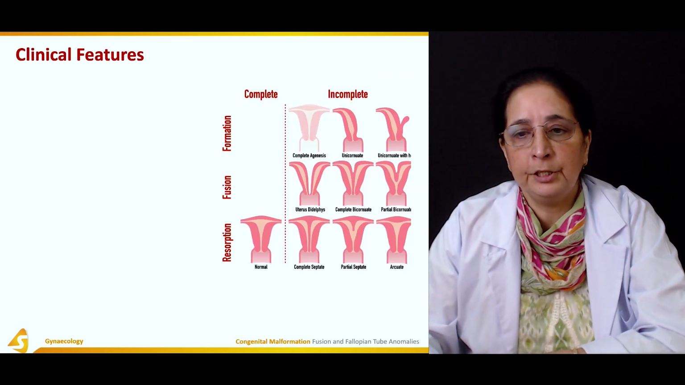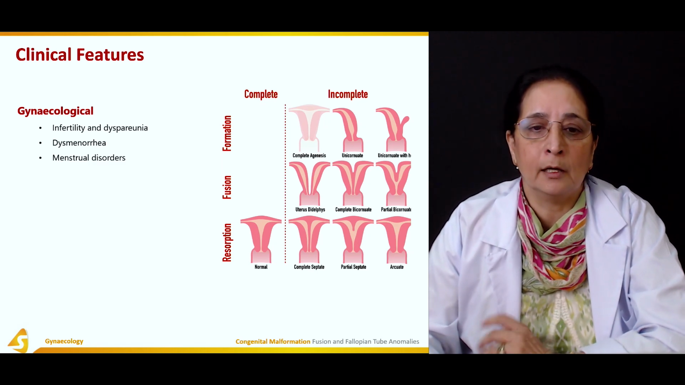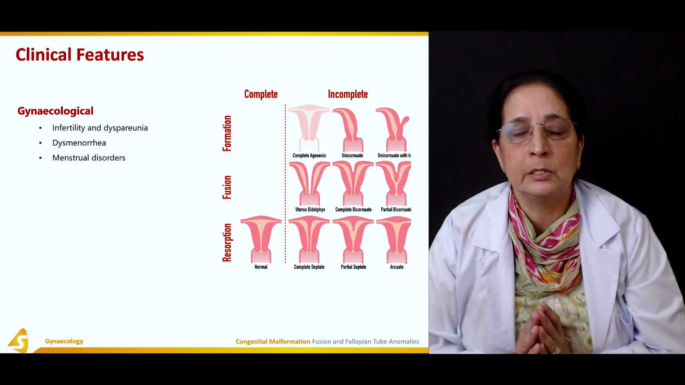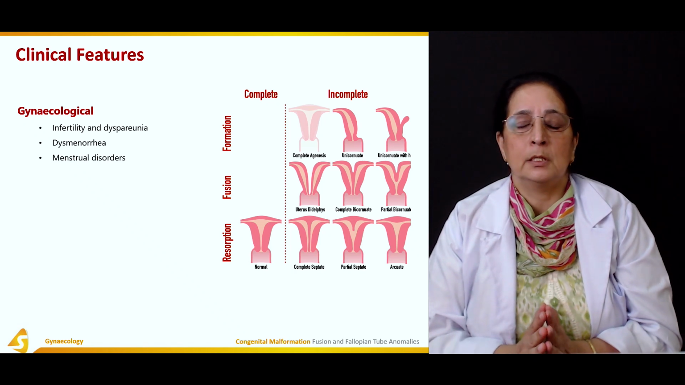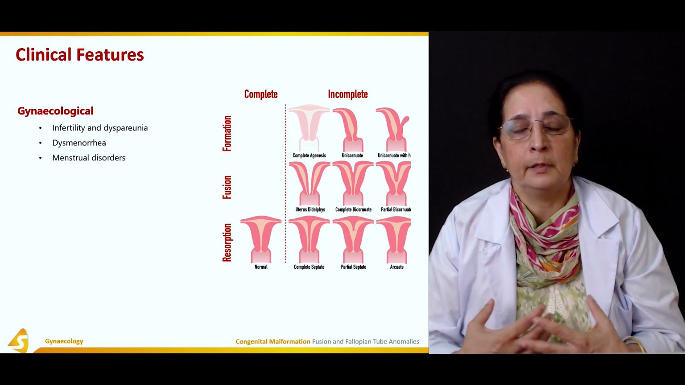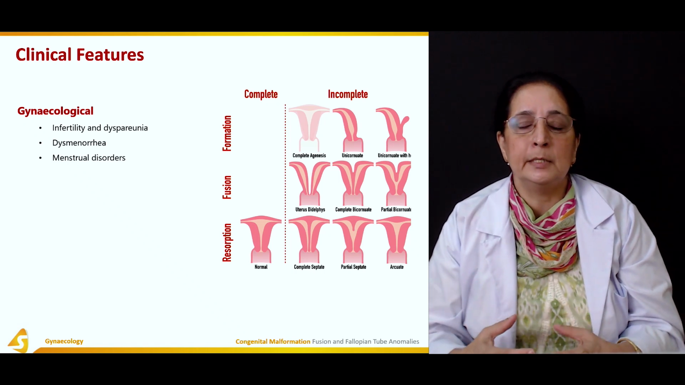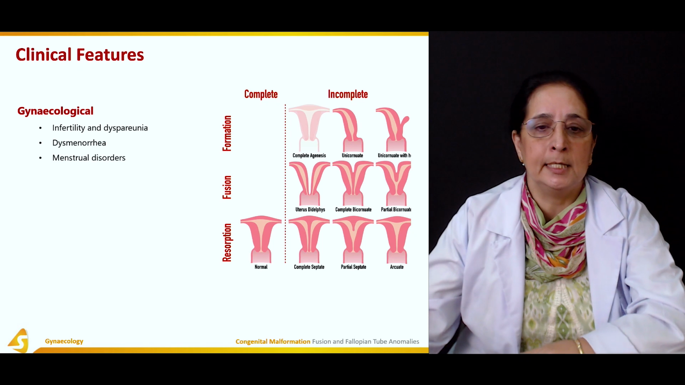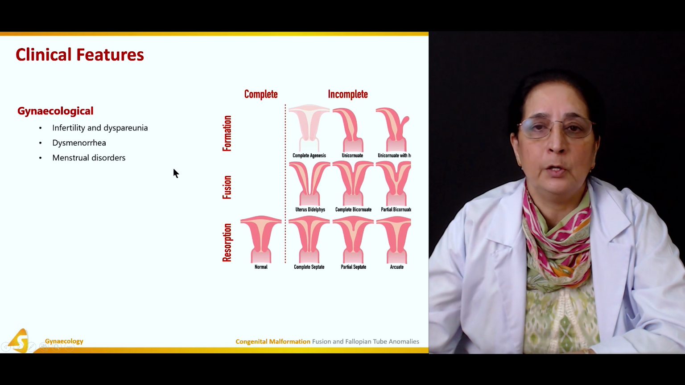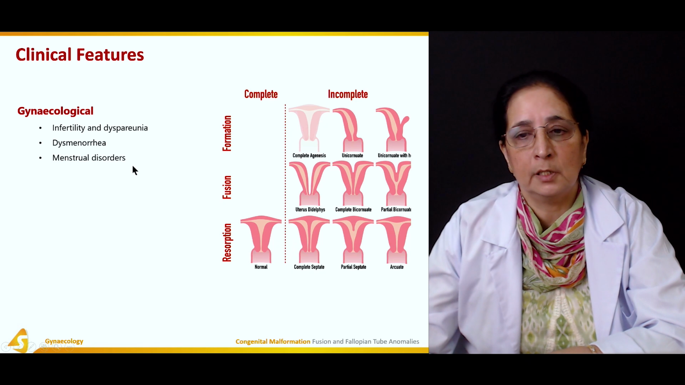Then the clinical features are usually infertility and dyspareunia. Infertility is very common. All these abnormalities lead to infertility because for fertility, a normal uterus and normal cervix are important for the baby to grow and develop. So usually these problems can lead to infertility and dyspareunia, painful intercourse. Dysmenorrhea, painful menstruation, and then different menstrual disorders are also present.